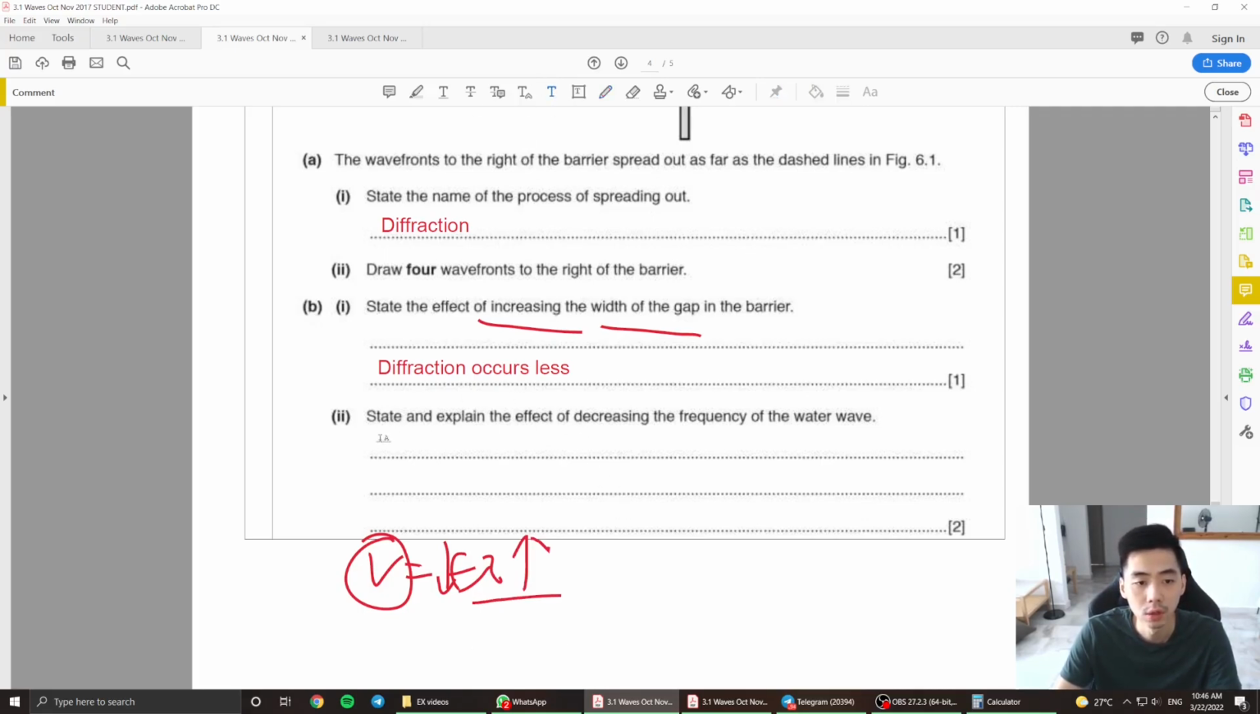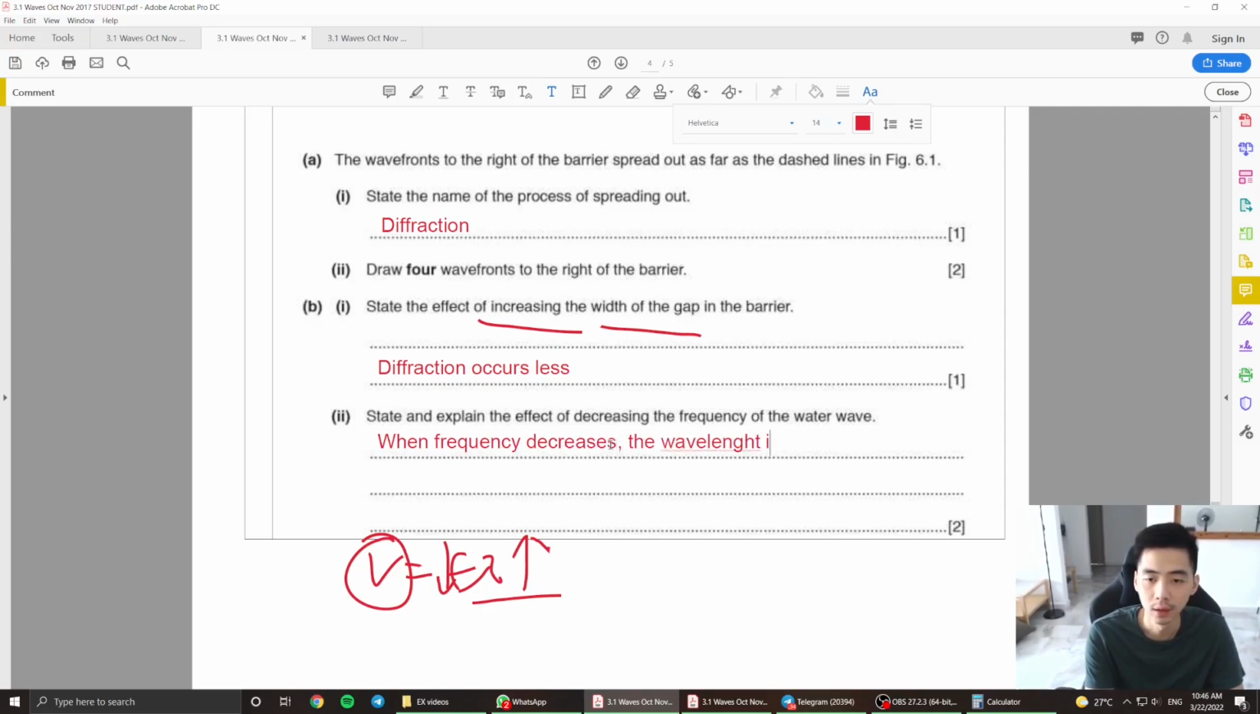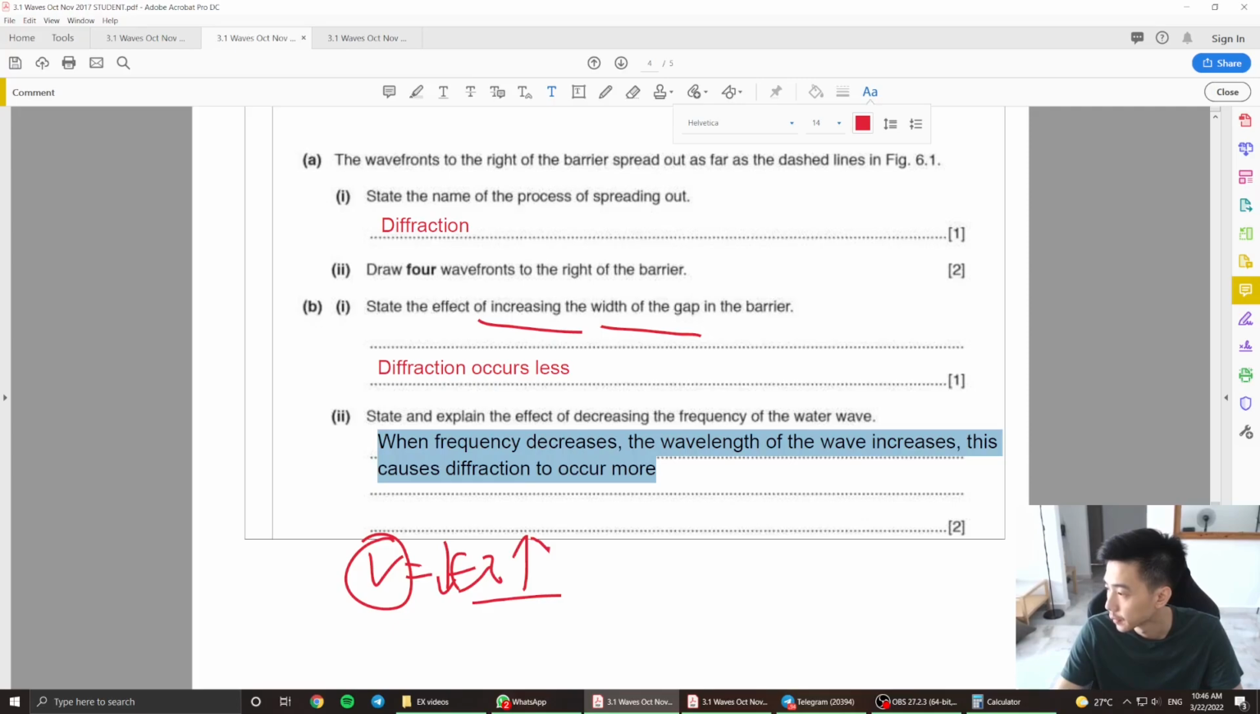So if you want to write this down here, you're going to say that when frequency decreases, the wavelength increases. This causes more diffraction. Okay, say something like this.